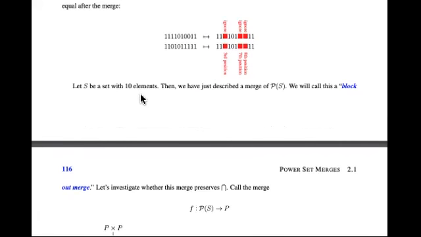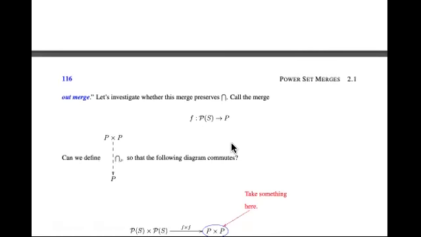Okay, so we're going to describe such a merge, putting different things together, taking different subsets and declaring that they go to the same place via a surjective function. We're going to call this type of thing, set up this way to figure out what our fibers are, a block out merge.